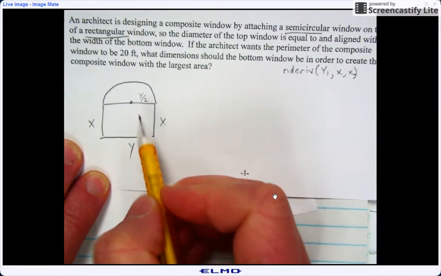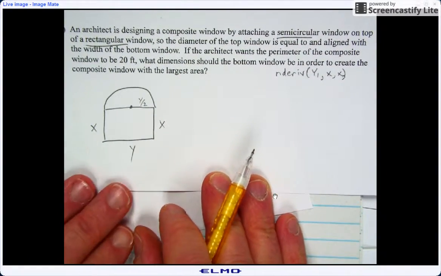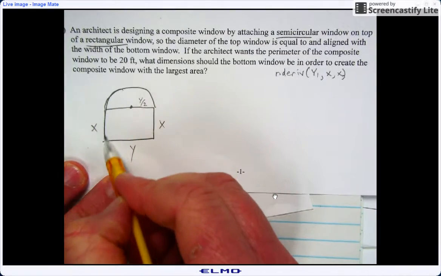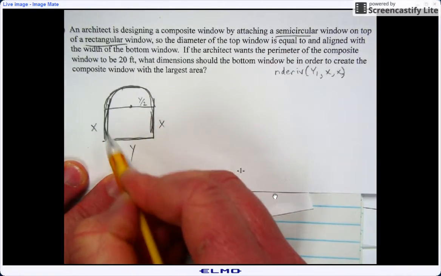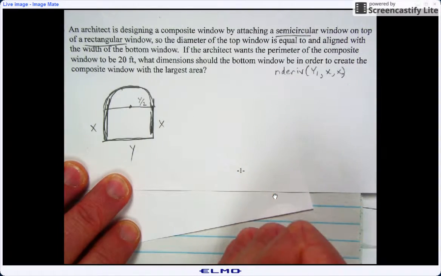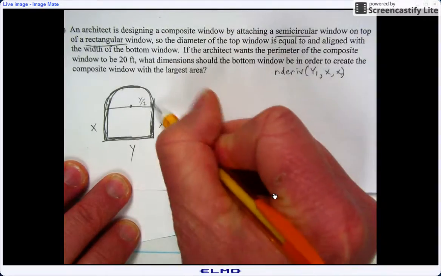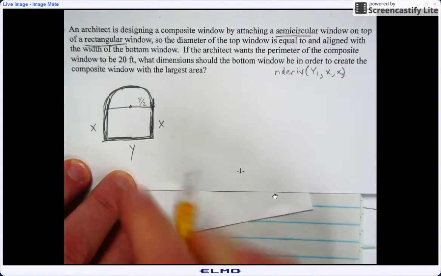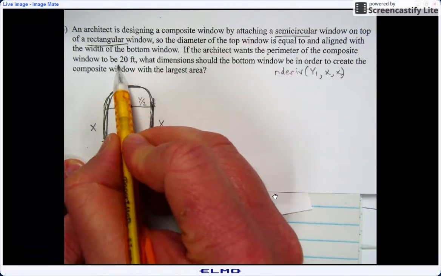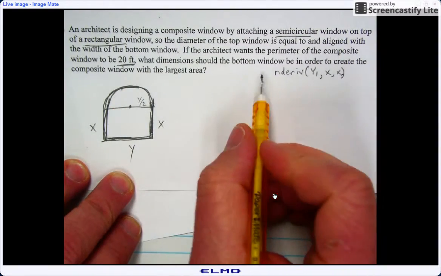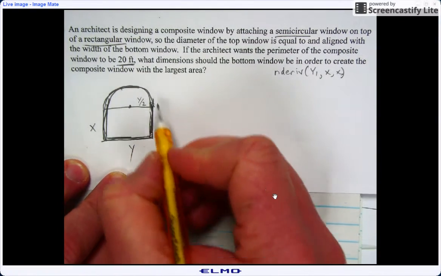Okay, so the problem says we have 20 feet for material. So the outside is 20. And we want the maximum area. And there is a specific answer. It does not include any building code, so we're just rolling with it. The architect wants the perimeter of the window to be 20. What dimension should the bottom window be? Because the bottom window, whatever those dimensions are, is going to affect the top window.